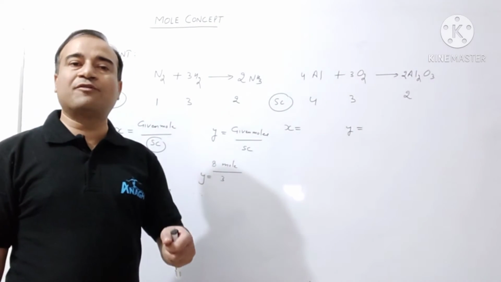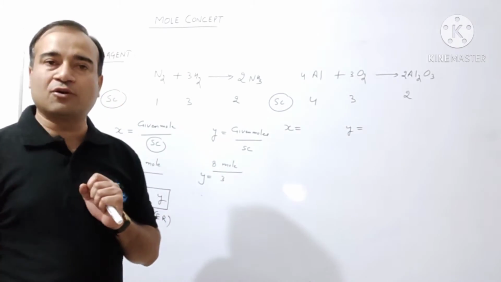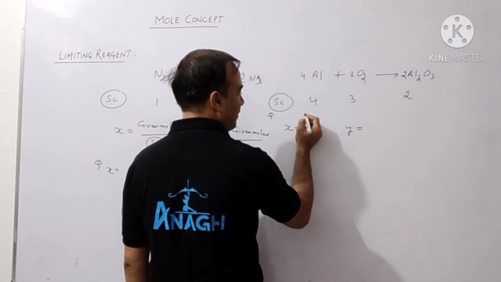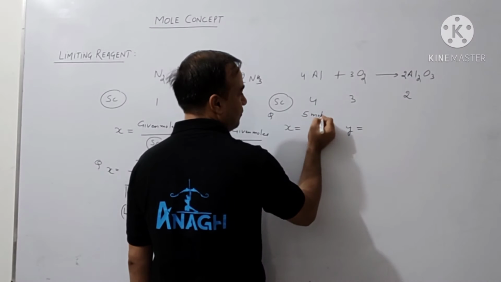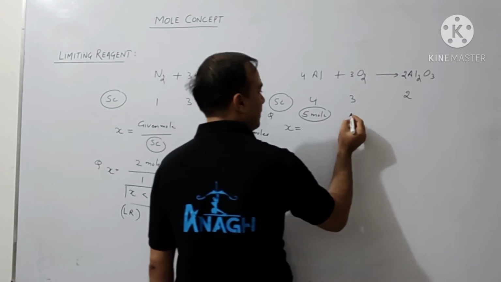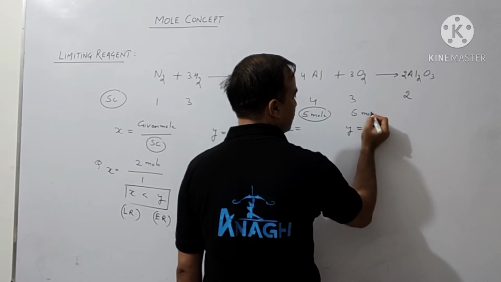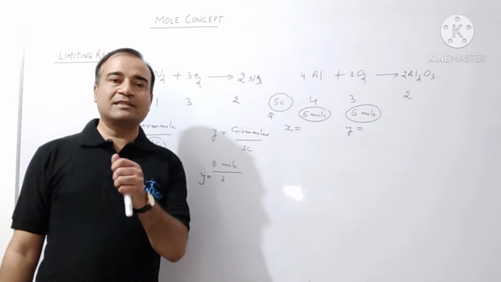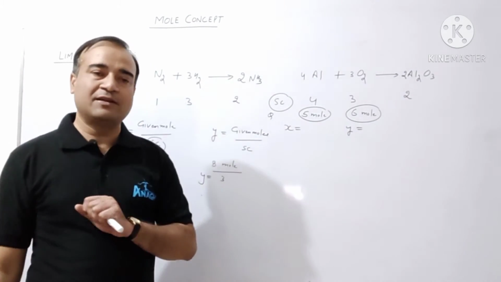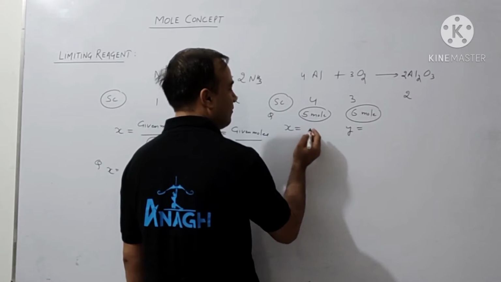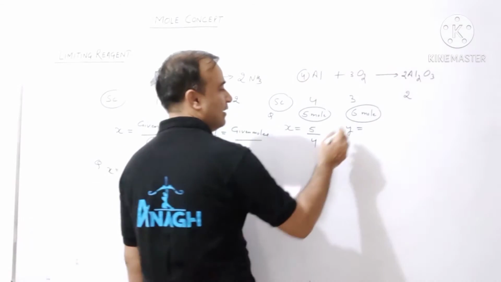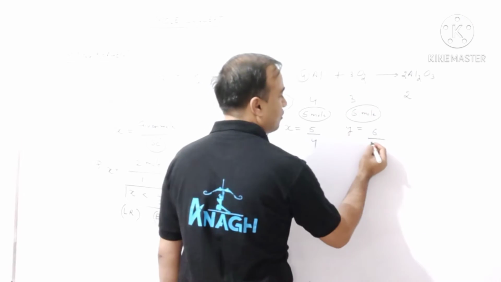And what is the formula of X? Given moles upon stoichiometric coefficient. Suppose in this question I am given 5 moles of aluminium and 6 moles of oxygen, and we are asked which reagent is limiting and which is excessive. Let us see. X: given moles 5, stoichiometric coefficient 4. Y: given moles 6, stoichiometric coefficient 3.